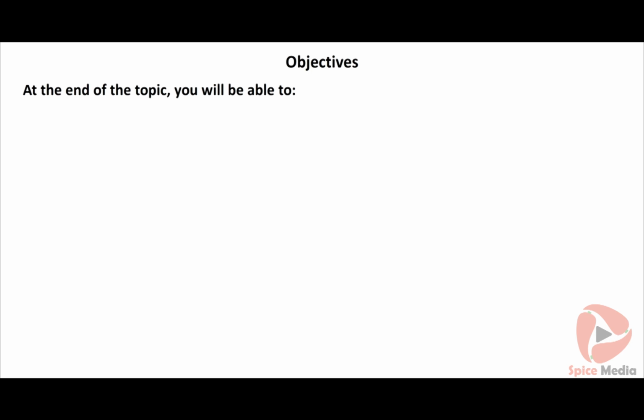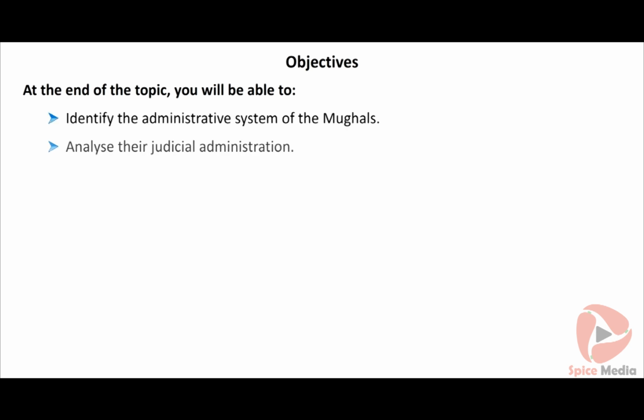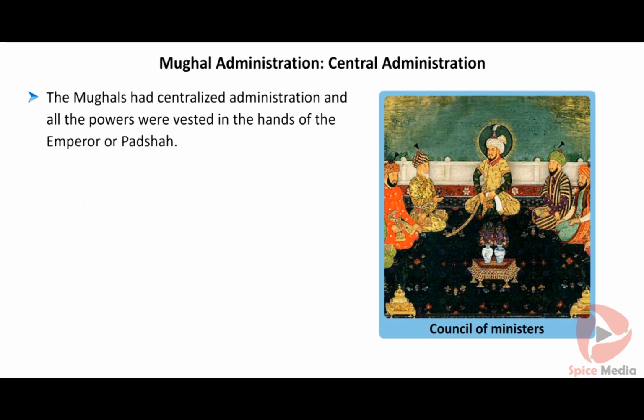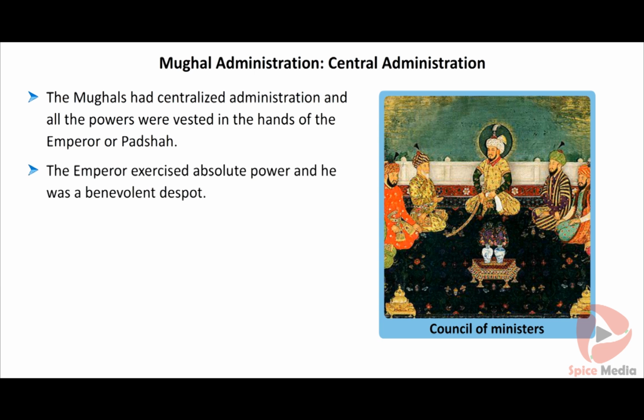At the end of the topic, you will be able to identify the administrative system of the Mughals, analyze their judicial administration, appreciate their revenue administration, and examine the causes for the failure of the Mughals. Mughal administration, central administration. The Mughals had a centralized administration, and all the powers were vested in the hands of the emperor or Padshah. The emperor exercised absolute power, and he was a benevolent despot.